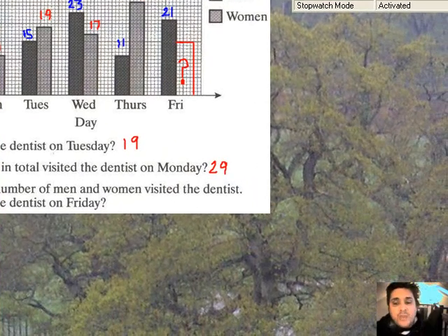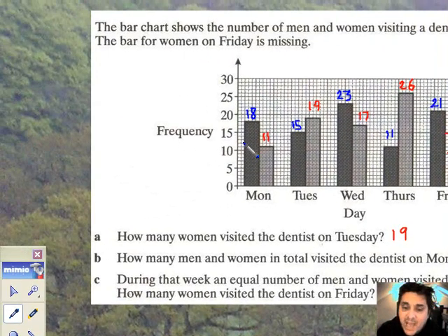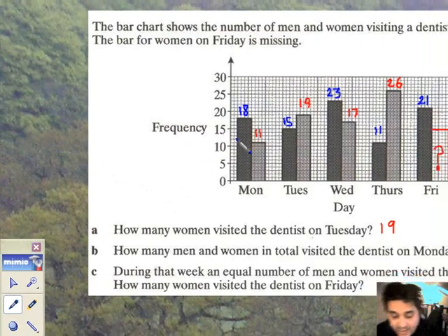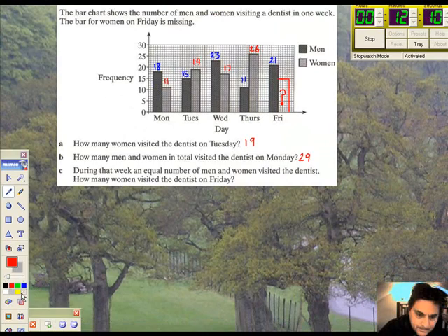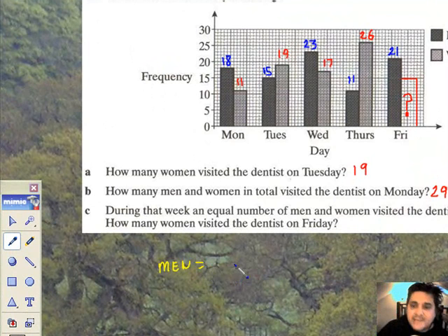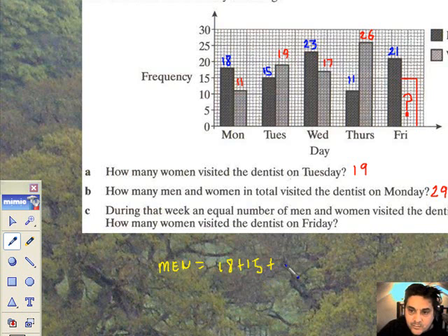Now, during the week, equal numbers of men and women visited the dentist. How many women visited the dentist on Friday? Well, had they not told us that, it would have been impossible to work out. Let's work out the men first. Working in yellow. Let's do the men. The total of all the men is 18, 15, 23, 11 and 21. Well, that will give us, let's do that quickly, 18 and 15 and 23 and 11 and 21. That gives us 88 men who went to the dentist.